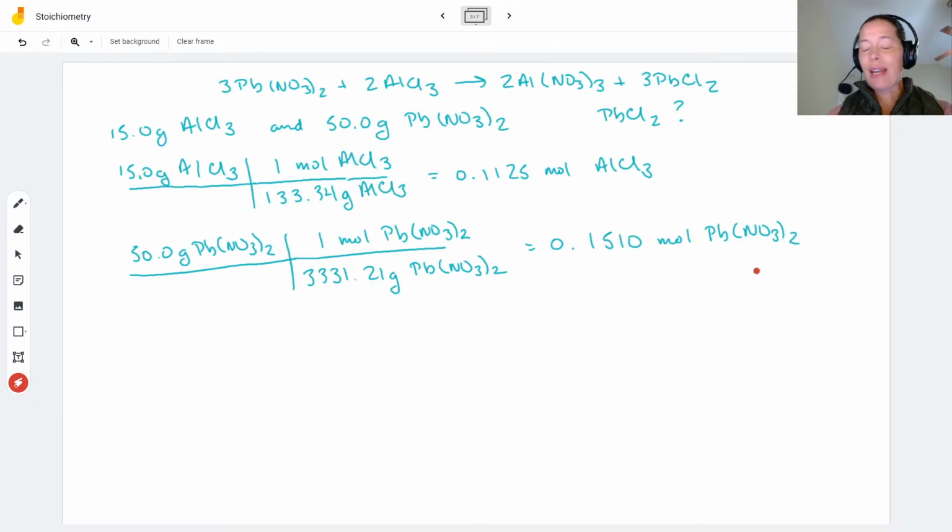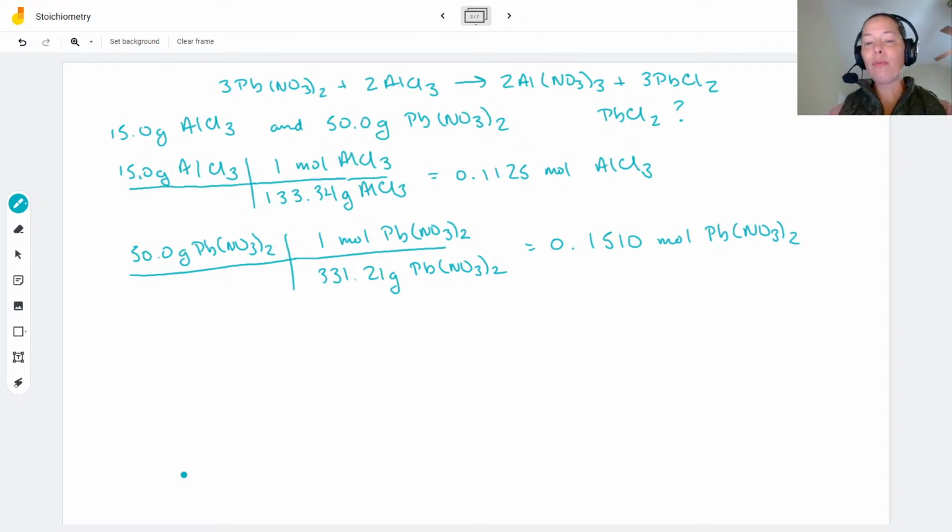Now, the other thing that I wanted to point out is it's very tempting initially to look at this problem and say, well, I've got 15 grams of this reactant and 50 grams of this one, so for sure it's the aluminum chloride that's going to run out first. Well, actually, you don't necessarily know that. Look what happened even as we just converted into moles, because lead nitrate is really massive. Sorry, that should just be 331, not 3,000. Lead nitrate is really massive, so it's actually got a fewer number of moles.